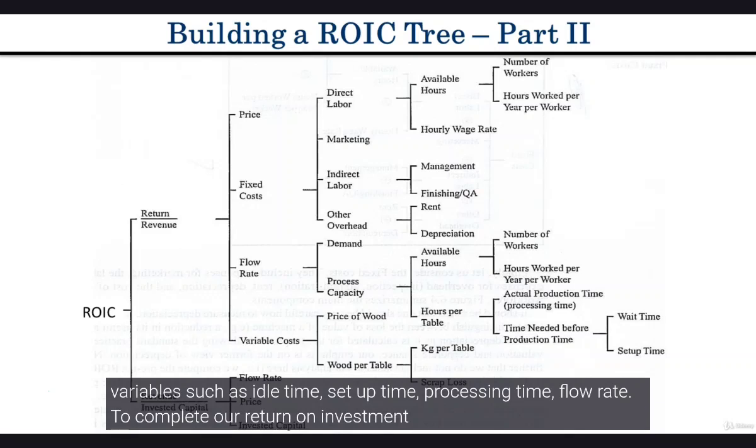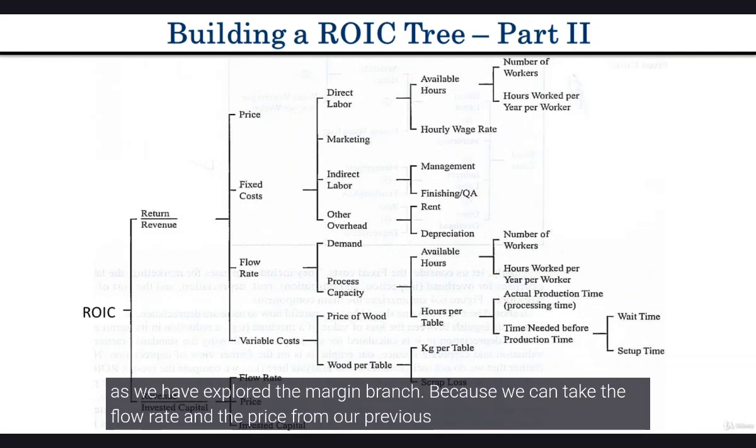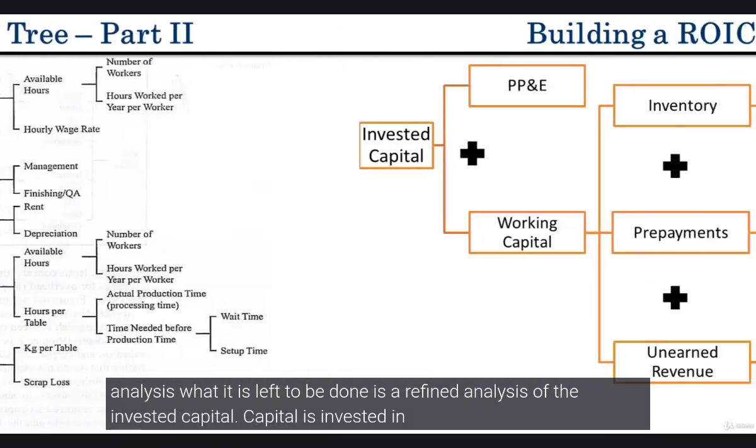To complete our return on investment capital tree, we now need to turn to the asset turn branch of the tree and explore it to the same level of detail as we have explored the margin branch. Because we can take the flow rate and the price from our previous analysis, what is left to be done is a refined analysis of the invested capital.